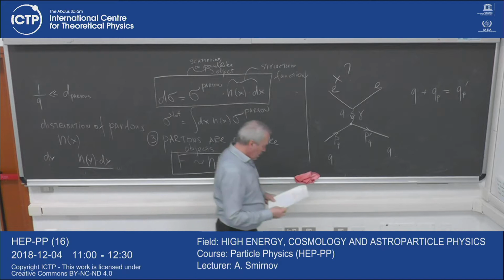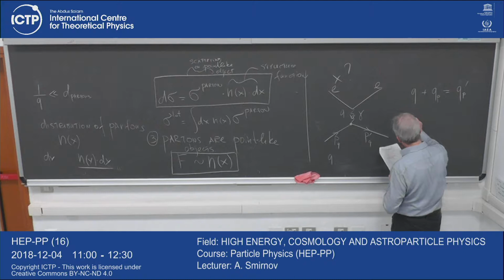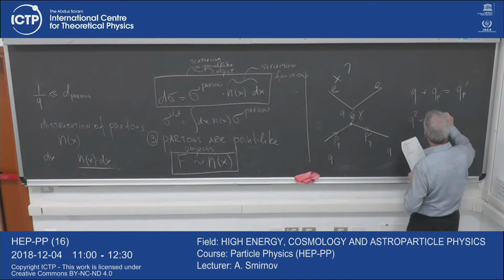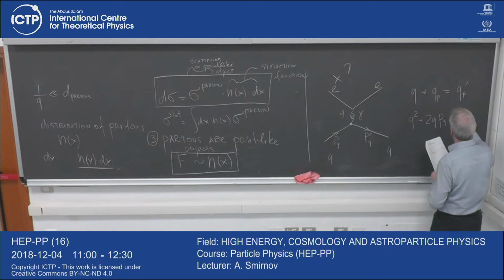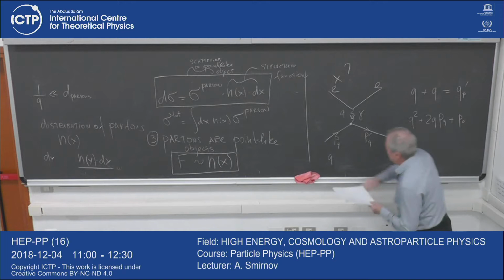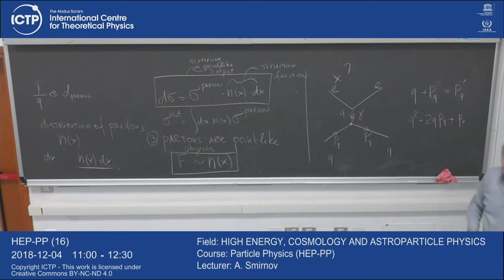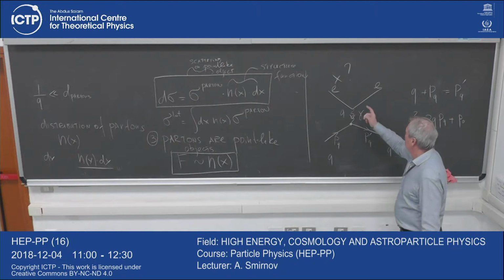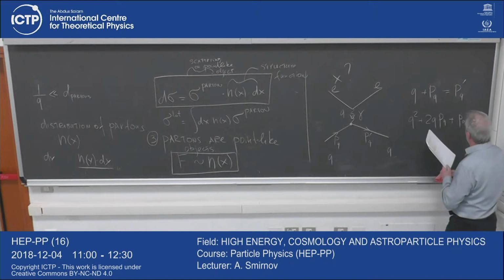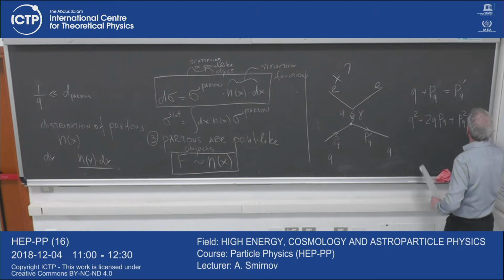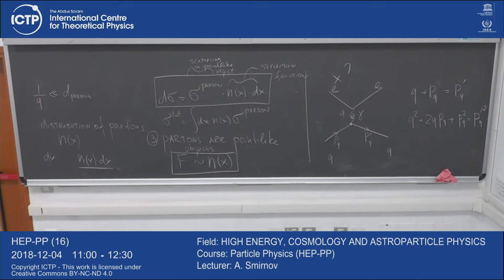So let us square this, and what we will get is Q squared plus 2Q PQ plus P. Excuse me, let me put correct notations. All right, so it's PQ and here's PQ prime. So this is PQ, this is PQ prime. It will be PQ squared, and this will be PQ prime squared. Agree? So look again.